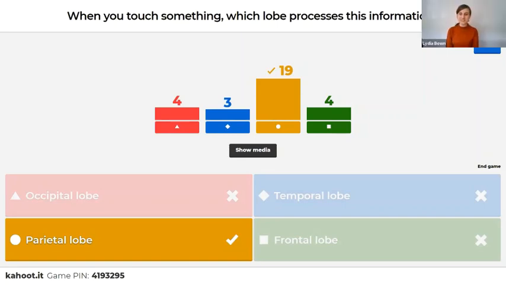And well done to 19 of you who got that right. So it was the parietal lobe that processes the information from when you touch things. So well done if you got that one right.